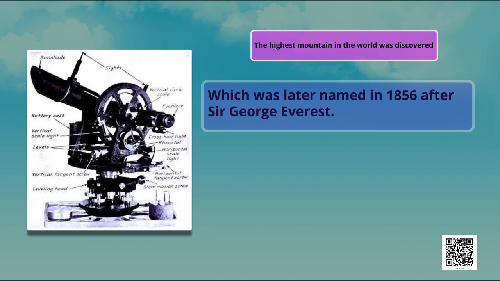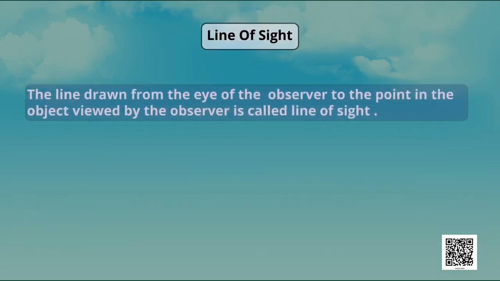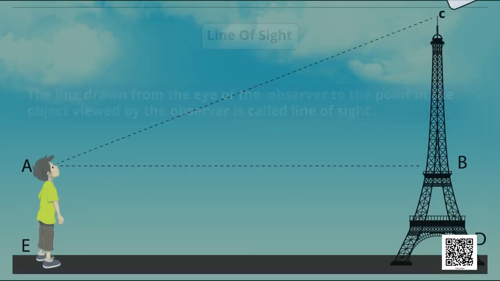For this we need to understand a few terms. Look at this figure. There is a person who is looking towards the top of the tower, that is point C. The line AC joining the eye of the person to the top of the tower is called line of sight. So the line drawn from the eye of the observer to the point in the object viewed by the observer is called line of sight. In the figure, angle BAC is called angle of elevation.